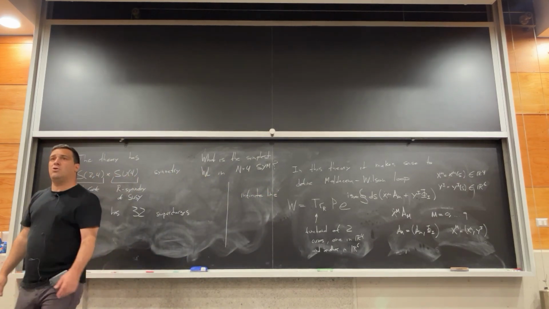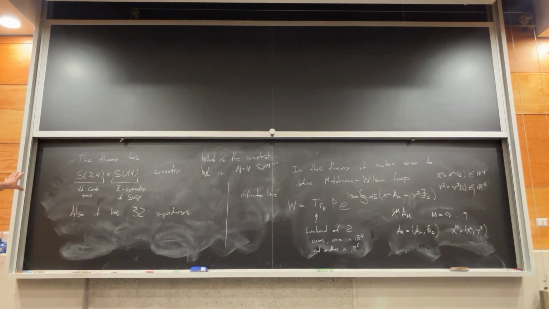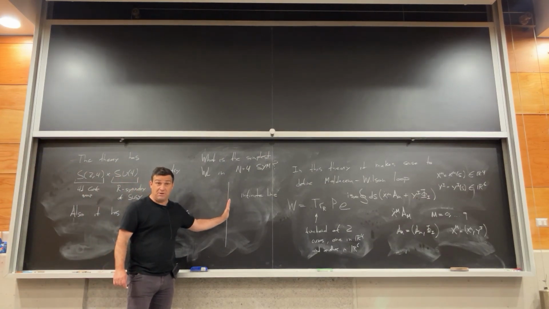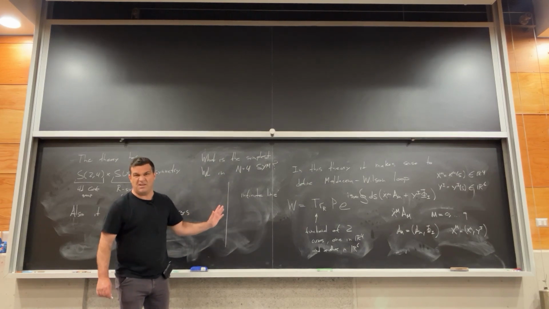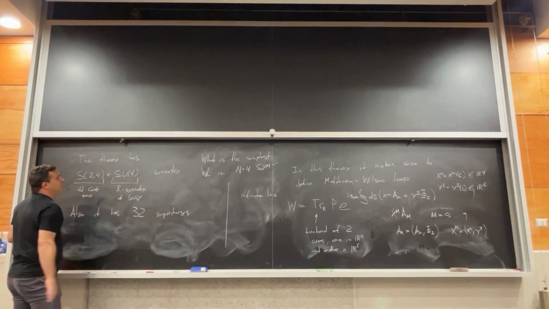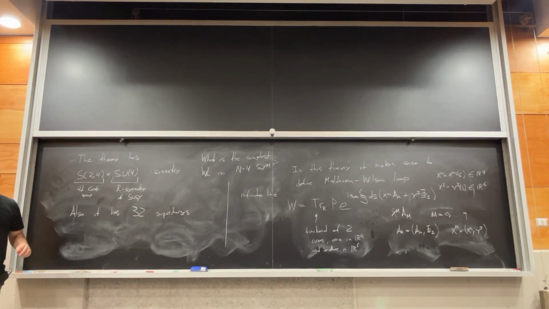Okay? So how many of these symmetries are preserved? This is the same as a circle, by the way, because the theory is conformal. I can map this to a circle. And I won't do that calculation, but it's not that complicated. So, which of these symmetries are preserved by this line?